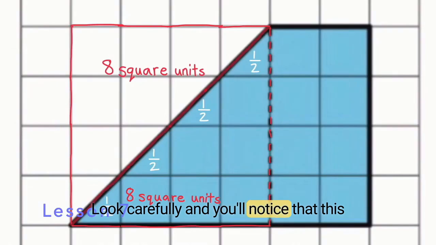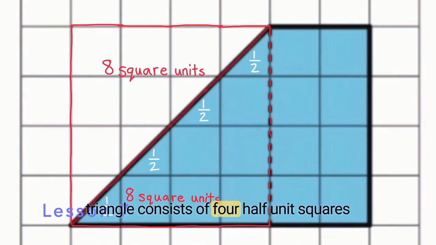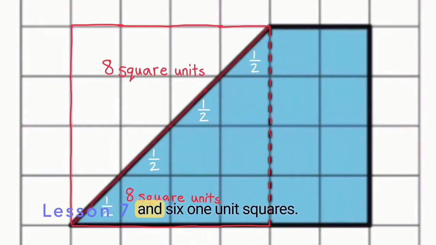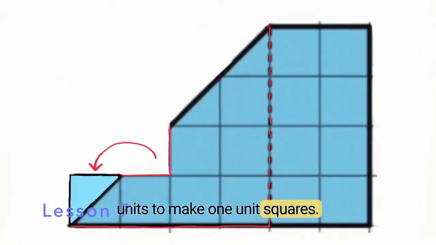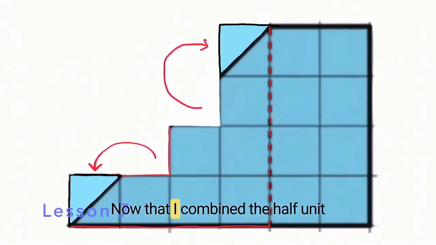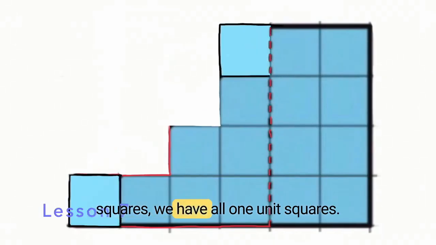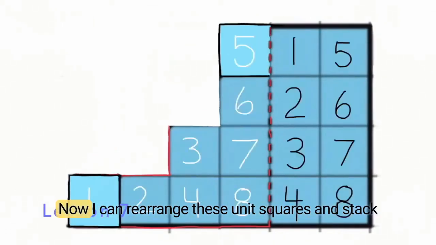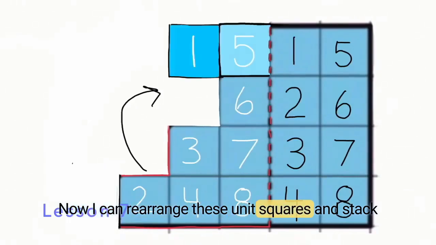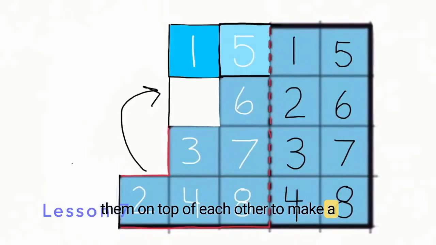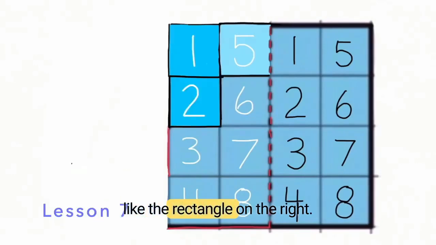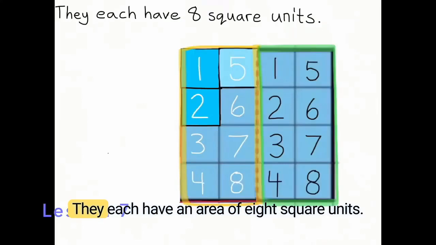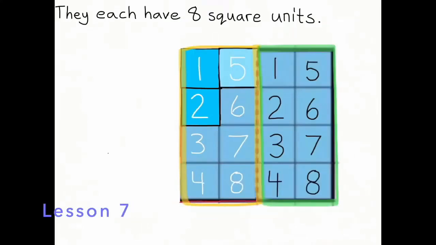Look carefully and you'll notice that this triangle consists of 4 half-unit squares and 6 one-unit squares. I'm going to rearrange the half units to make 1-unit squares. Now that I combined the half-unit squares, we have all 1-unit squares. Now I can rearrange these unit squares and stack them on top of each other to make a rectangle that has the dimensions 2 by 4, just like the rectangle on the right. She was correct. They each have an area of 8 square units.